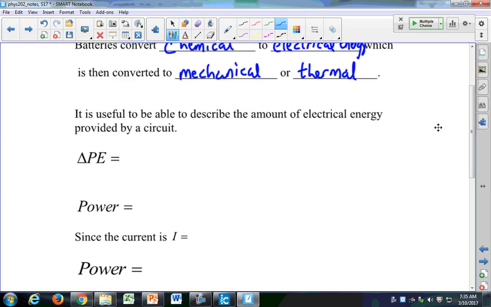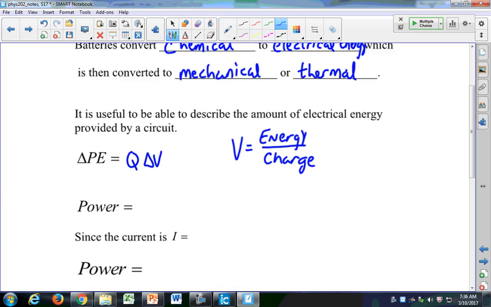It's useful to be able to describe the amount of energy that's provided by a circuit. So if you remember, we had this some time ago that our change in potential energy is equal to Q times delta V. Sometimes we describe this as work, or if you recall, our potential is energy per charge. It's all wrapped up in that basic idea that a potential is an energy per unit charge. And so this is just a sort of a rearranging of that relationship, that our change in potential energy is equal to Q times delta V.